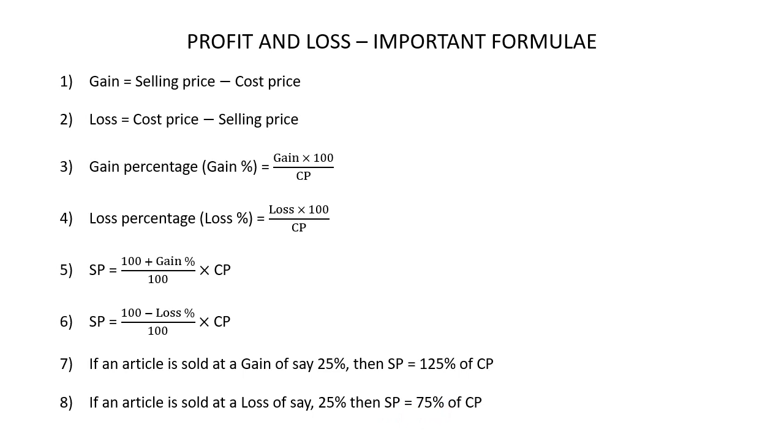So whenever there is a gain of 25%, let's say 25%, then selling price will be 125% of cost price. Whenever there's a loss of say 25%, then selling price will be 75% of cost price. Learn all these formulae clearly. These formulae will help you to solve problems on the topic profit and loss.